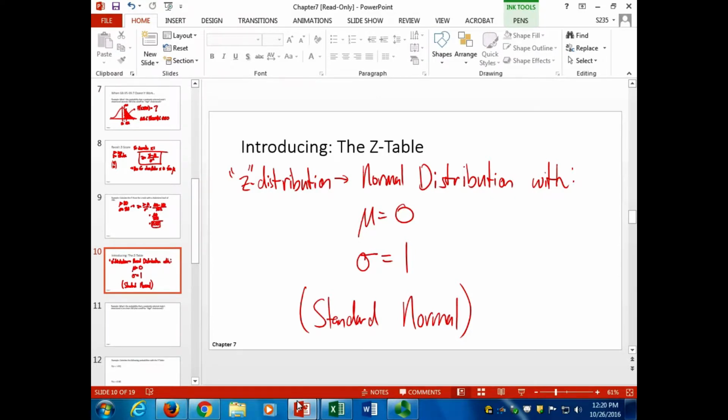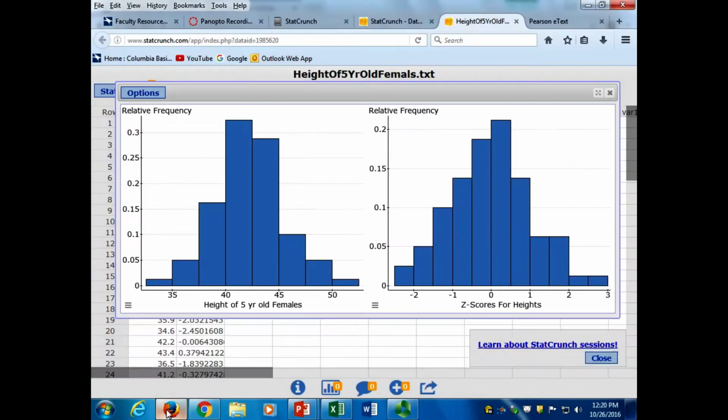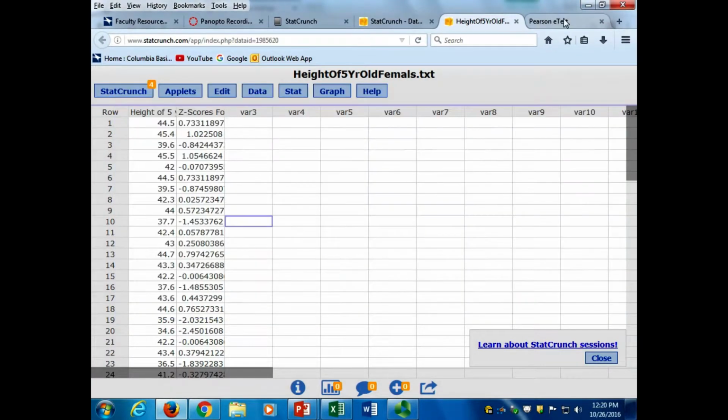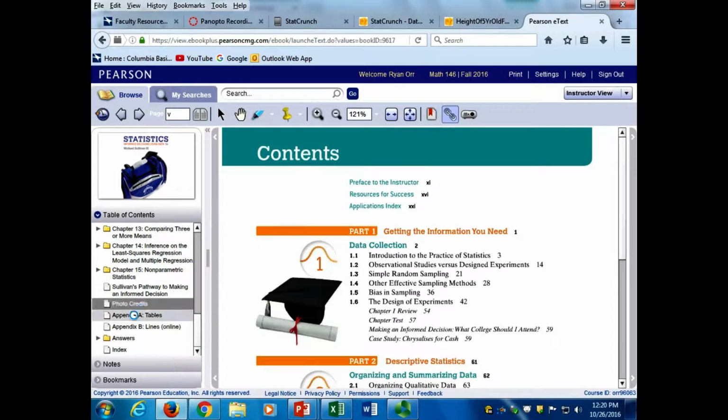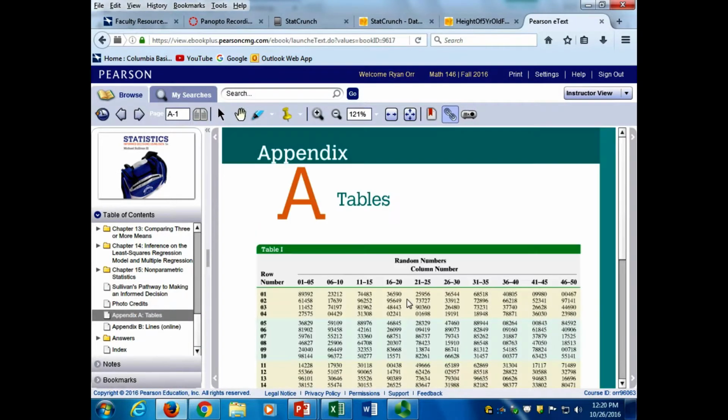Okay. So if you go to the textbook, I'll put these out for the test. You can also open them from your homework. It's going to be back in the appendix. I'll show you what a Z-table looks like.